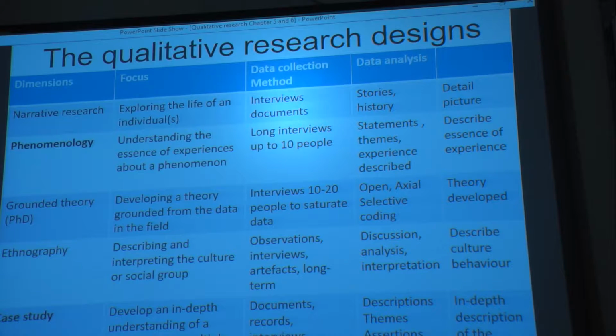Then we look at phenomenology, which most of you will do, or case study. In phenomenology, we try to understand the essence of an experience about a phenomenon. What on earth does the word phenomenon mean? Who can help me out?